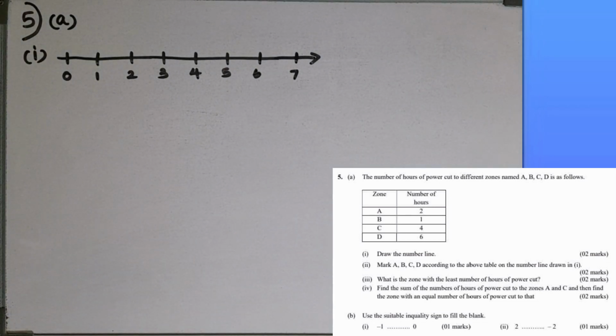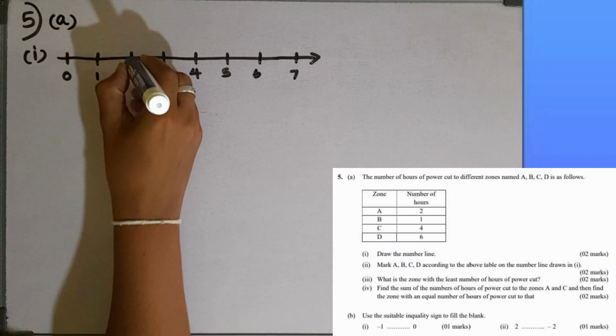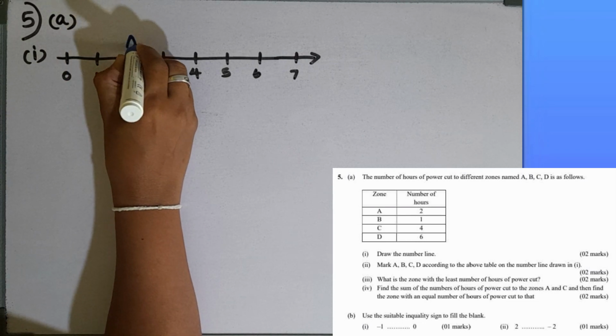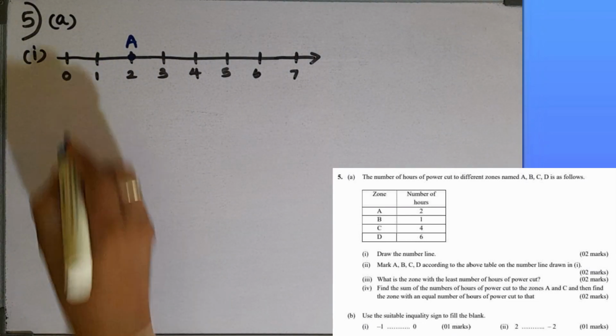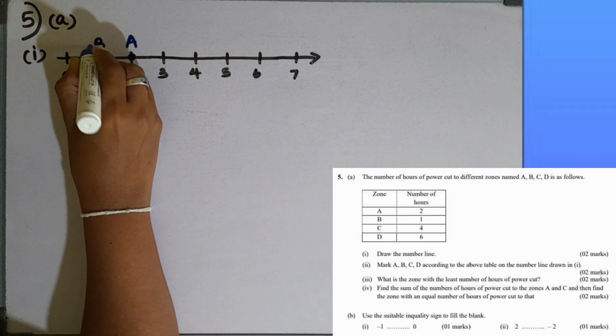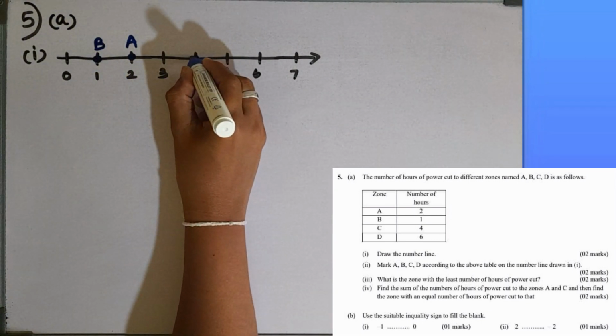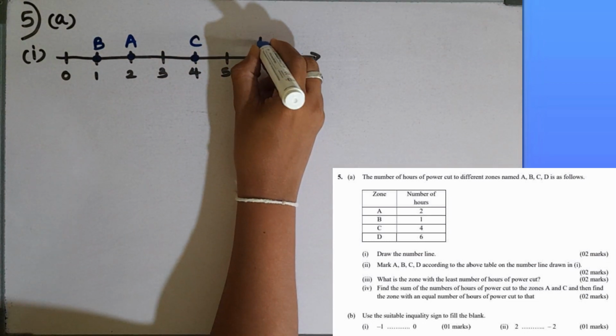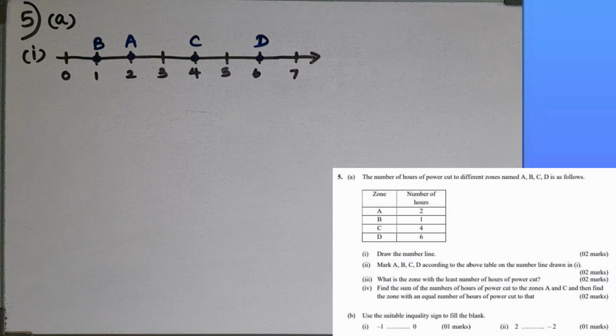Then in part 2, mark A, B, C, D according to the above table on the number line drawn in 1. In A we have 2 hours. So in this one we can use a small dot and mark A here. Then B 1 hour. Then C 4 hours. Then last one D 6 hours. This is the way we are marking that on the number line.